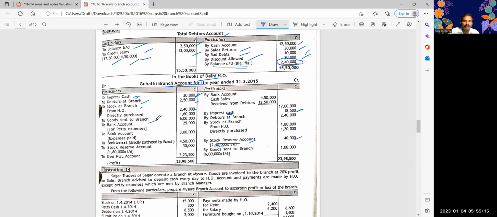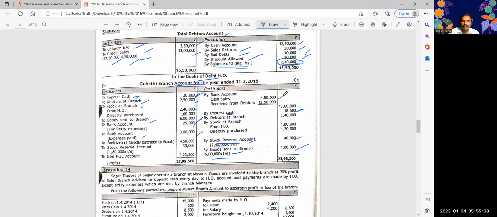Next, see, goods sent to branch, 6 lakh rupees. So here, goods sent to branch, profit is involved. Show separately, 1/6 of 6 lakh is 1 lakh. Then, branch account debtor to bank account. How much? Petty expenses, 25,000. Branch account debtor to bank account, expenses, 3 lakh rupees.